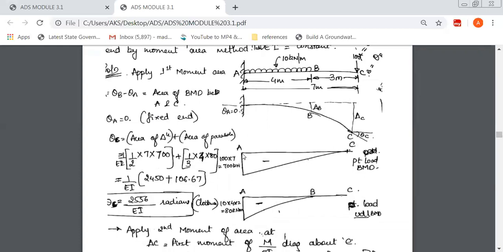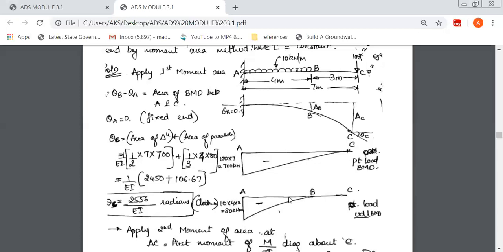Now this is a triangle. So theta C is the area of a triangle plus the area of a parabola. First, the area of the triangle. Because it is the M over EI diagram, in the beginning I'll take 1 over EI outside, so the simplification gets simpler. Area of a triangle is half into base, 7, into height, 700. So half into 7 into 700, plus the next quantity, the area of a parabola.